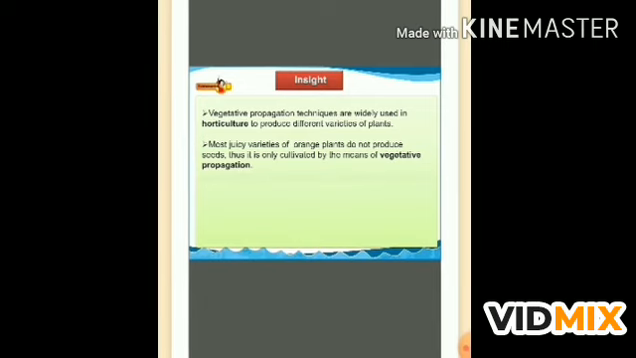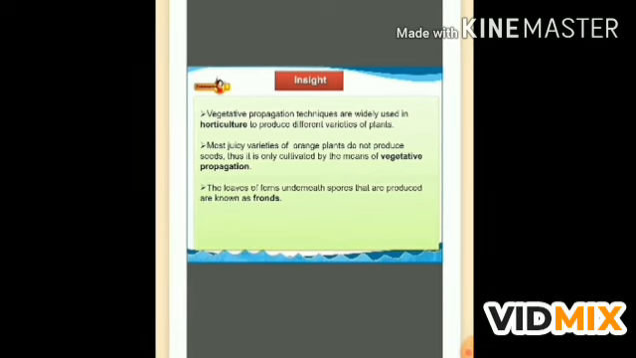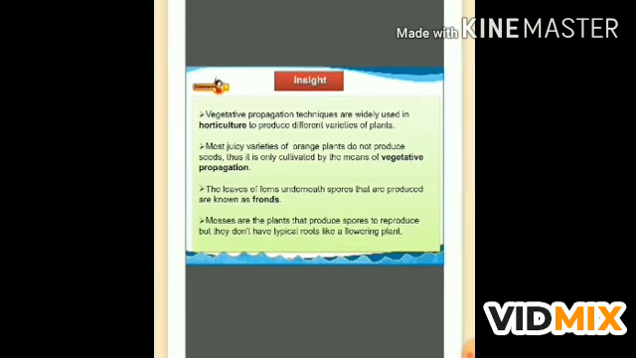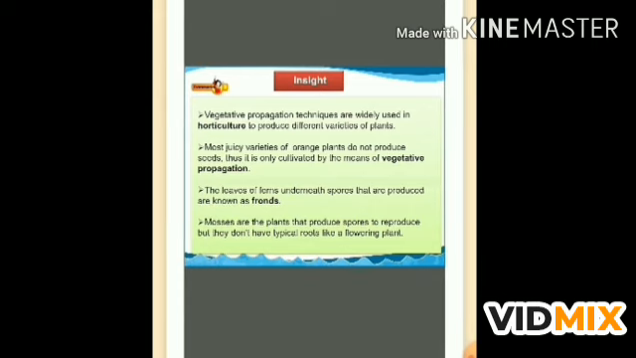Insight. Vegetative propagation techniques are widely used in horticulture to produce different varieties of plants. Most juicy varieties of orange plant do not produce seeds, thus it is only cultivated by the means of vegetative propagation. The leaves of ferns underneath spores that are produced are known as fronds. Mosses are the plants that produce spores to reproduce, but they don't have typical roots like a flowering plant.